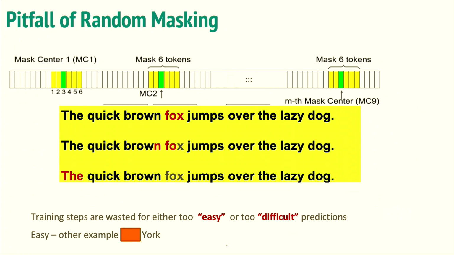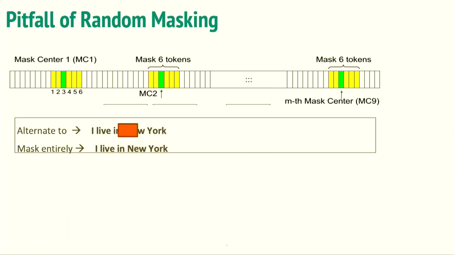I will give you another example. Training steps are wasted when examples are either too easy or too difficult. Say I mask this, what is this? Everybody knows this is New York. So this is a very easy example. What you try to do is, you don't mask "I live in dash York". You should mask the entire thing, New York, completely.